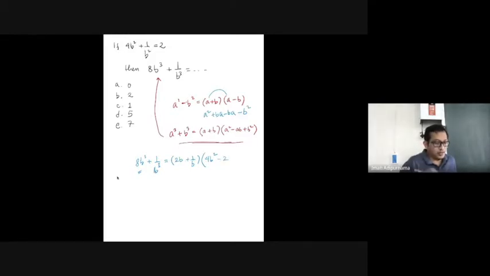Minus 2. The easiest way to remember is this 2 is from, if you see here, a plus b here, this is negative ab. Right? You need to multiply this. So when you are discovering 2b plus 1 over b, then when you multiply 2b and 1 over b, it becomes 2.